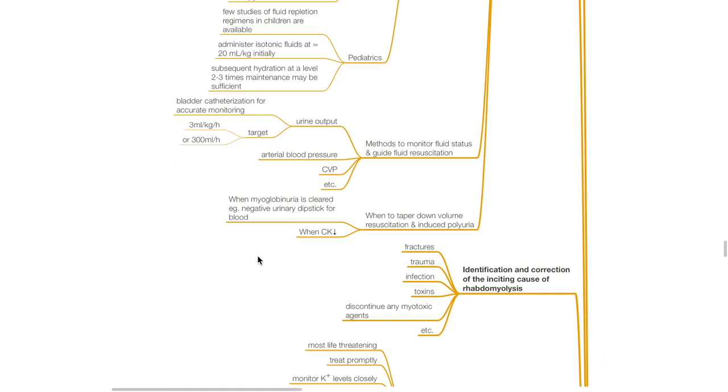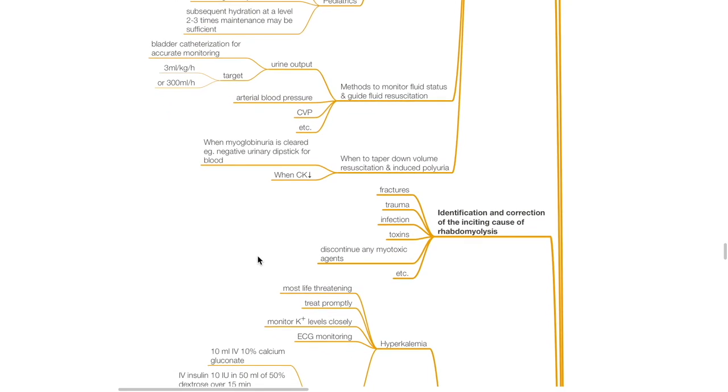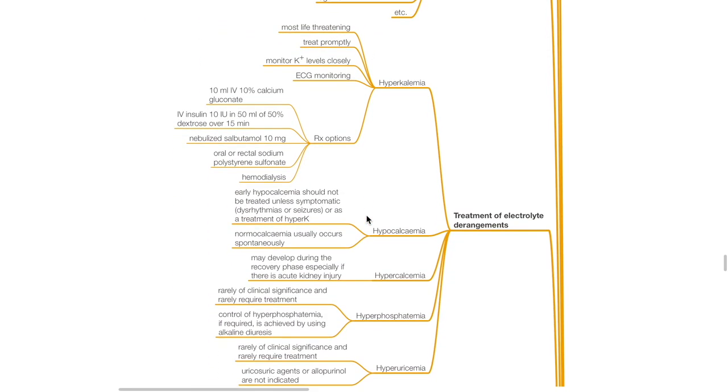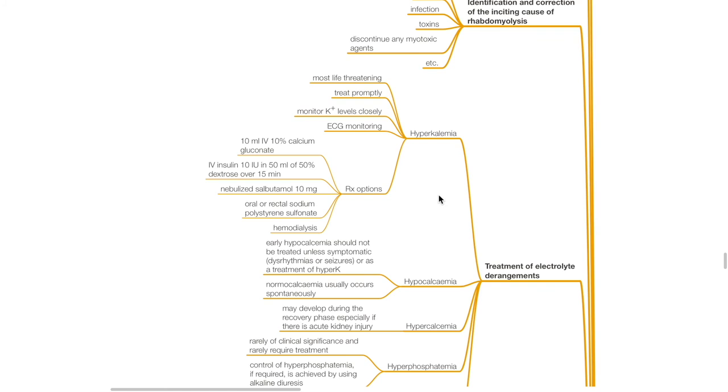Identify and correct inciting causes of rhabdomyolysis. Discontinue any myotoxic agents. Treat fractures, trauma, infection, toxin, etc. Treatment of electrolyte derangements. Hyperkalemia is life-threatening. Treat promptly. Monitor potassium levels closely, along with ECG.